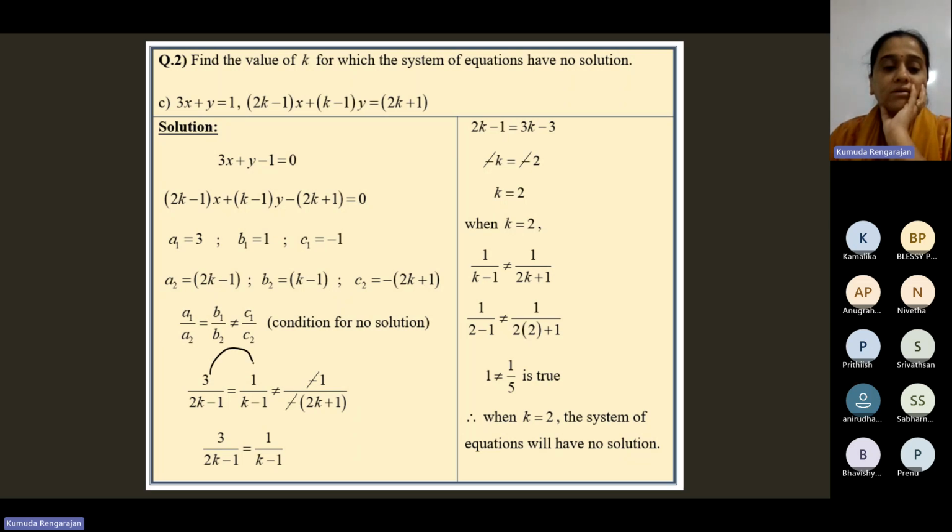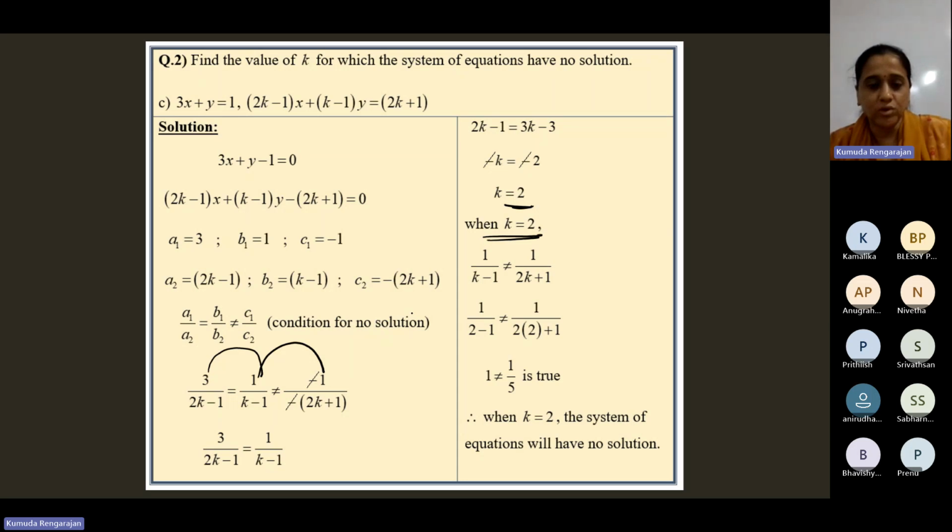So when you equate this and this, the value of k is 2. Finish. Okay. So upon equating A1 by A2 and B1 by B2, cross multiply, the value of k is 2. Now, you'll have to check it here. Check if this one is not equal to this one when k is equal to 2.